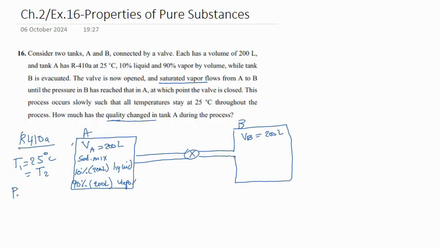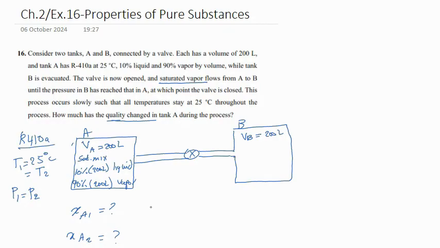Also remember, it was given that the final pressure was equal to the initial pressure as well. So what is required to find is the quality of A at state 1, and we need to find the quality of tank A at state 2 when the valve is open. Then we can find the difference between those. But what information we already have?